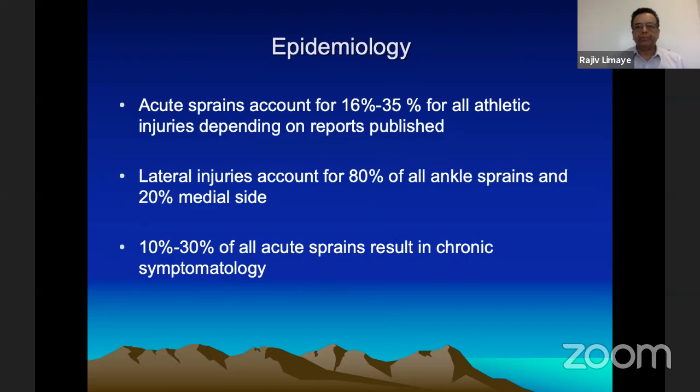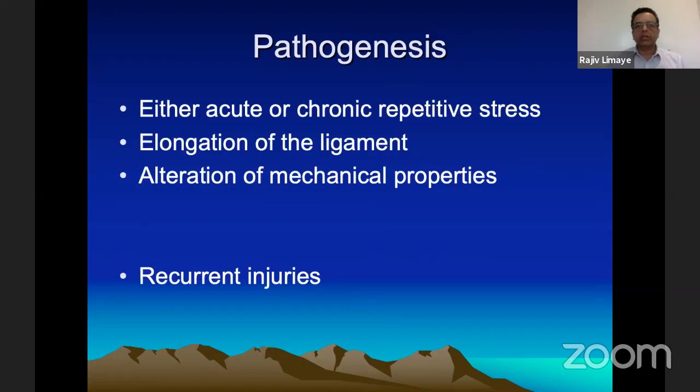So what's the pathogenesis? Either it starts as an acute or chronic repetitive stress. The acute injury can heal in about 70 to 80% of the patients with gradual return to normality, but in some patients, it leads to elongation of the ligament, it leads to alteration of the mechanical properties, and leads to recurrent injuries. As you can see, if there is a recurrent injury, that leads to repetitive damage to the ligaments again.